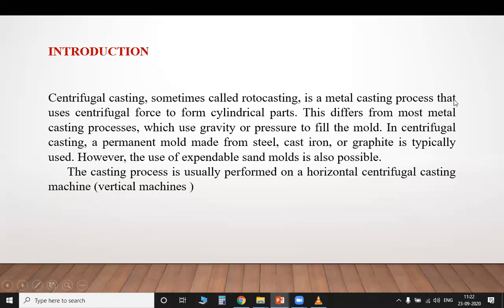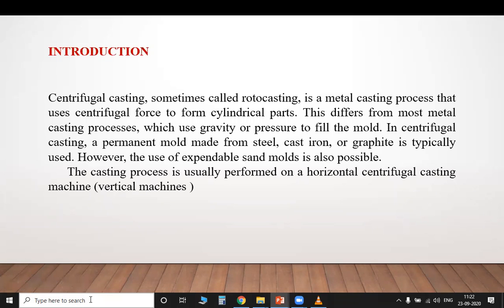It is a metal casting process that uses centrifugal force to form cylindrical parts. This differs from most metal casting processes, which use gravity or pressure to fill the mold. In centrifugal casting, a permanent mold made from steel, cast iron, or graphite is typically used. However, the use of expendable sand molds is also possible. It is the same process we learned yesterday in permanent molding, where a spray is applied to the mold pieces so that the part can be removed easily.